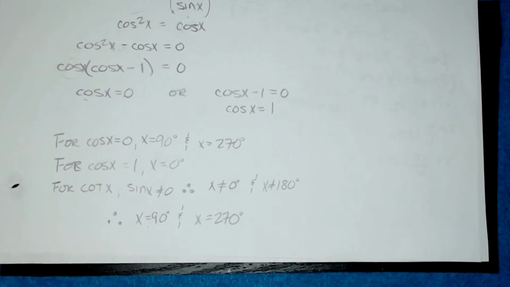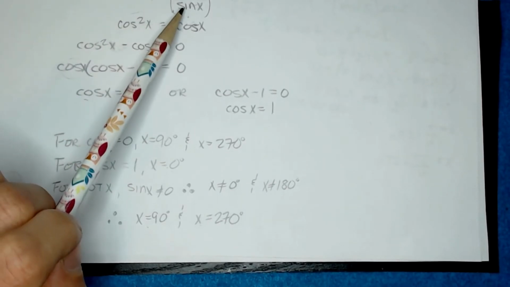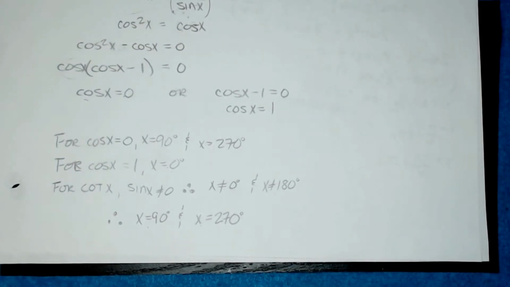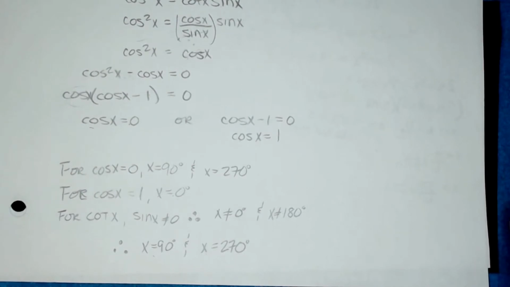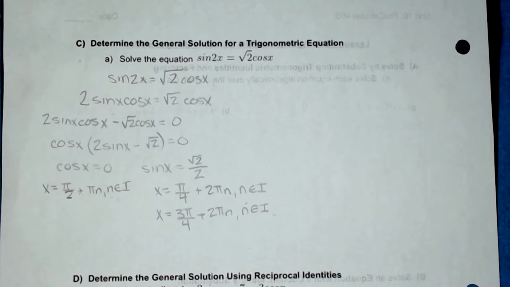So just consider your unit circle to help you out, and then also just look in the fraction part of your question that you're given to see if there's any spots where x can't equal 0. In part C, determine the general solution for a trig equation. So sometimes we'll just be asked to figure out what's the general solution, how many times can we rotate around the circle and at what increments.